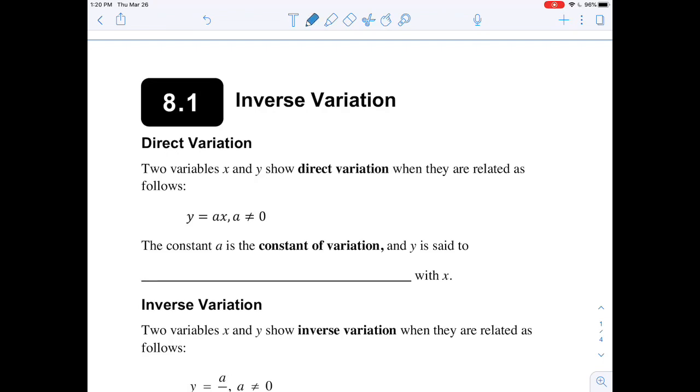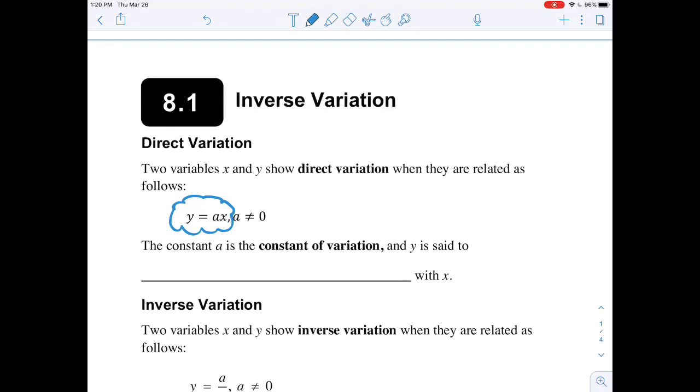The first is direct variation. So we have direct variation in an equation if we have an equation that's written in this form. y is equal to a times x. And please note that a can't be equal to 0 here, because then y is equal to 0 and x just kind of goes away.